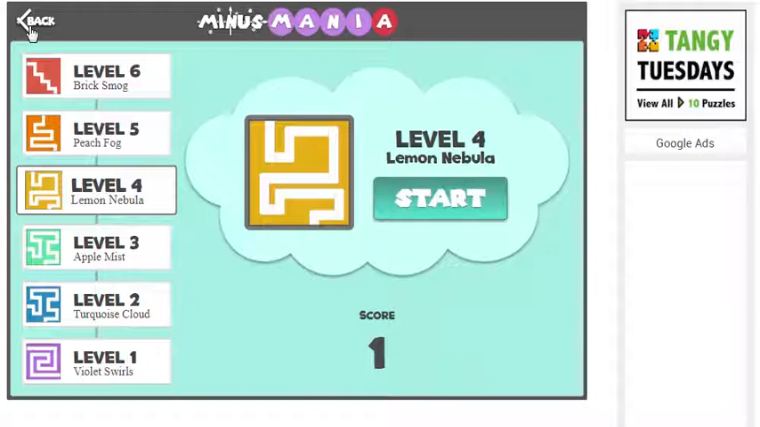So this is a great resource even for middle grades or middle school students, as well as students who are needing a little bit more challenge within the elementary curriculum.